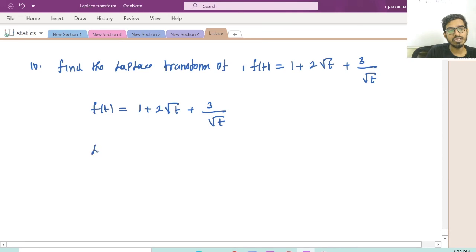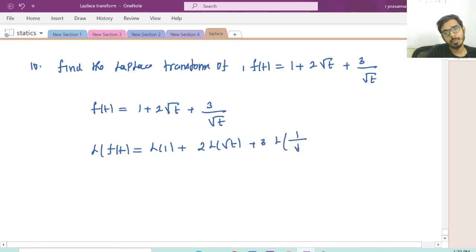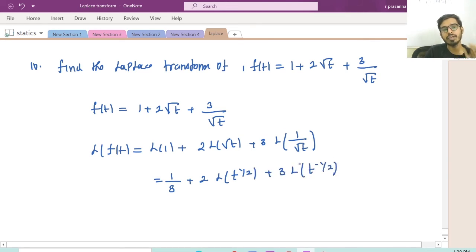You will apply L on both sides. L of f of t is equal to L of 1 plus 2 times L of root t plus 3 times L of 1 by root t, right? Because that's the linear property. L of 1 is 1 by s, plus 2 times L of t power 1 by 2, plus 3 times L of t power minus 1 by 2, right?